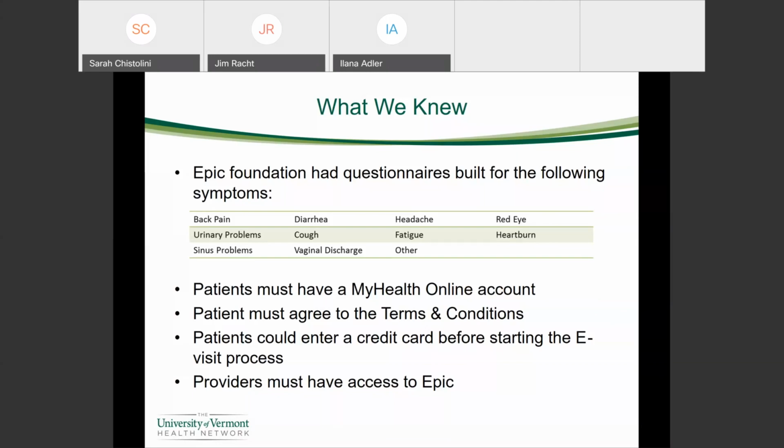We also knew that we had an option in how we were collecting that fee from patients. You can build the workflow so that in Epic, patients are entering a credit card before actually being able to start that, but we didn't want to deter patients, so we decided to collect the fee on the back end. And then obviously our providers have to have access to Epic so that they can get this in their in-basket.